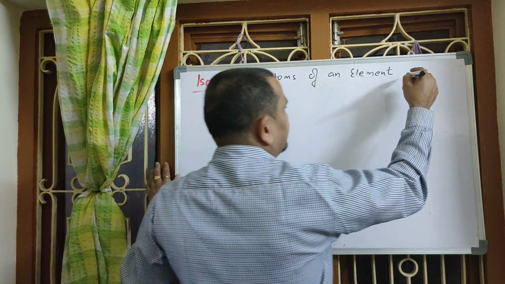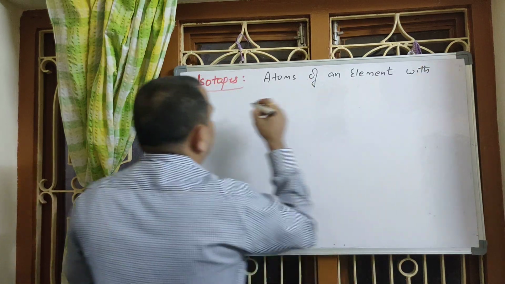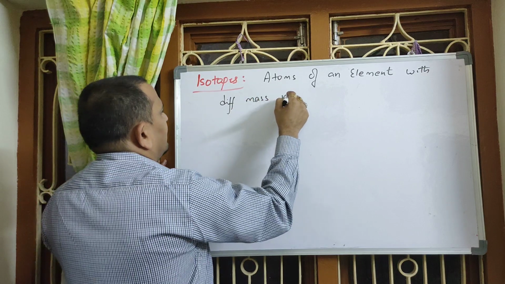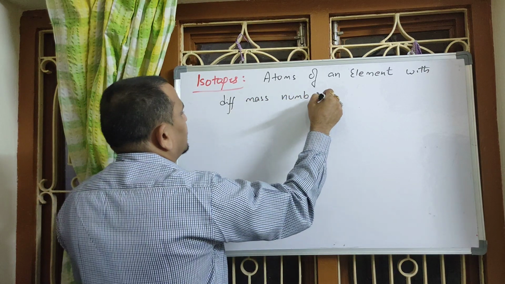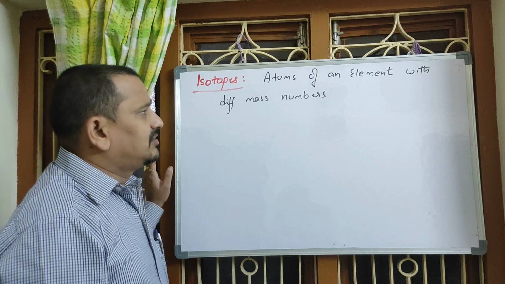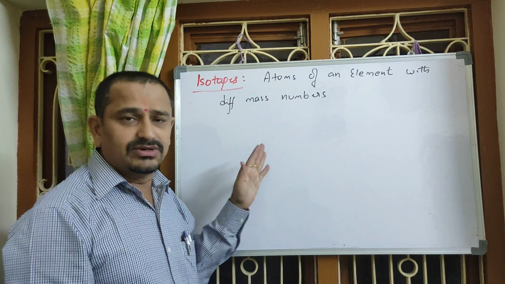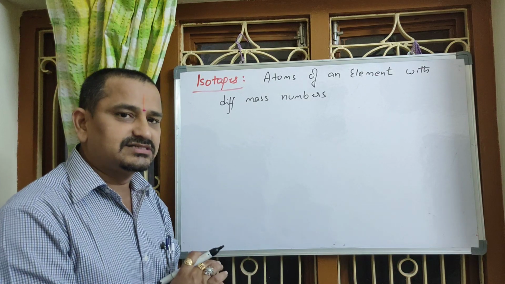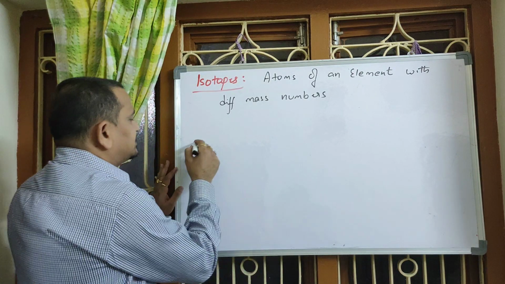Atoms of an element with different mass numbers. Here one point must be clear for students actually. They should be very perfect in the definition of atomic number and mass number. Small recap. What is atomic number?